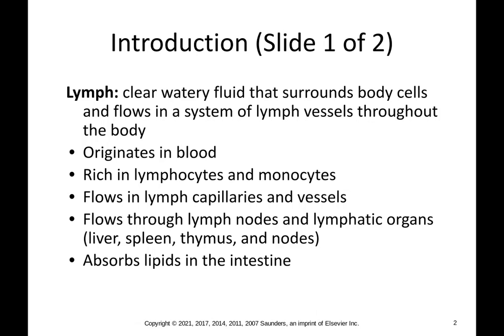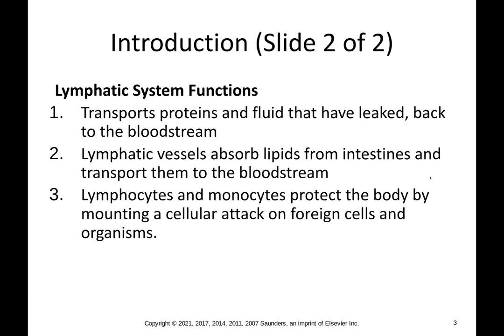So lymph is the clear watery fluid that surrounds body cells and flows in a system of vessels throughout the body. The lymph fluid originates in blood. It's rich in lymphocytes and monocytes. It flows in the lymph capillaries and vessels, also flows through the lymph nodes and lymphatic organs, which are the liver, spleen, thymus, and nodes, and it helps absorb lipids in the intestines.